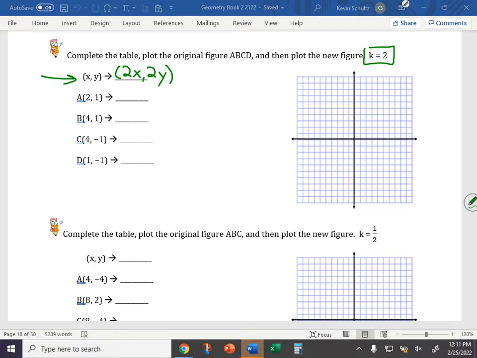So let's plot point A first. I'll do it in red, and my new figure will be in green. Point A is at 2, 1. That's going to be right there. What's the new point A of my new figure? Well, 4, 2. We get that by applying the scale factor k: multiply our x value by 2 to get 4, multiply our y value by 2 to get 2. It's twice the size. And then that ordered pair, 4, 2, is going to be right there.